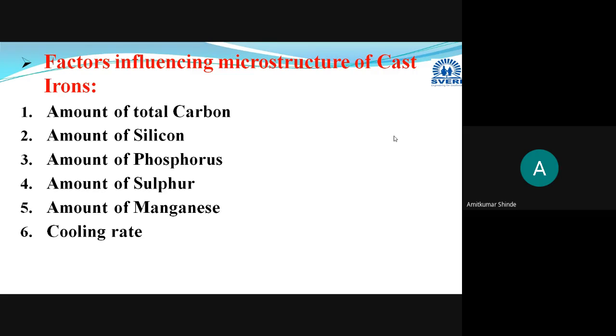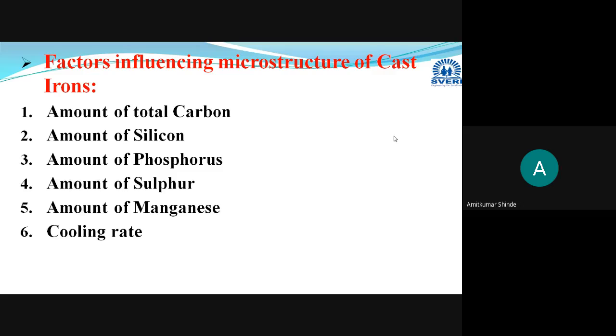Okay, and this carbon, silicon, and phosphorus, if you increase their amount, it will act as a graphitizing element or graphitizer, and they will promote the graphitization process. Means separation of the carbon in the form of graphite will increase, means the formation of gray cast iron will increase. Means whenever percentage of carbon, silicon, and phosphorus increases in the cast iron, it results in the formation of the gray cast irons. Okay, so this is the effect of first three elements.